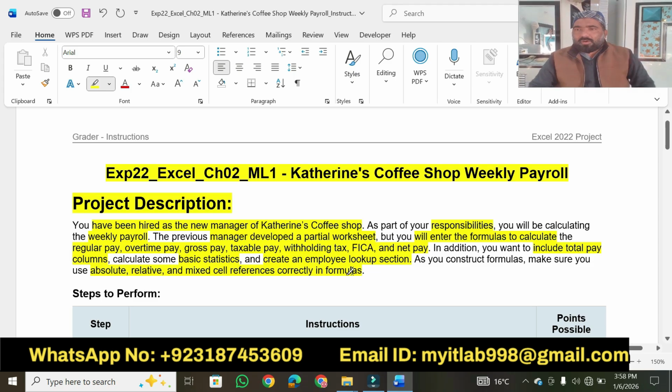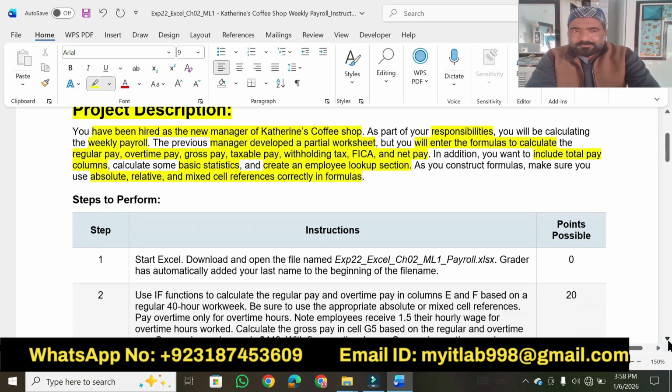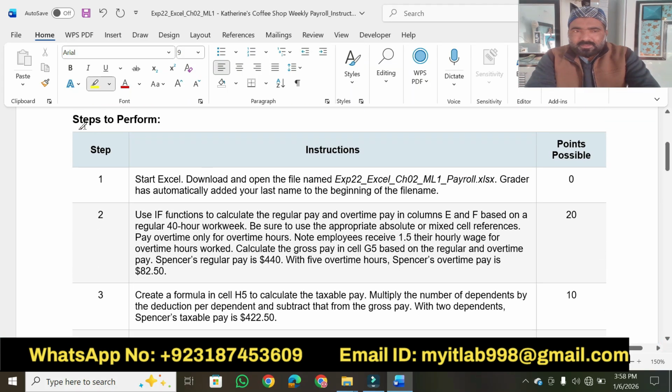All these are simply the project description. We have to read the project description so we can get an idea of what we have in today's assignment and how we have to solve it. Now we are moving to the graded part. Steps to perform, instructions.